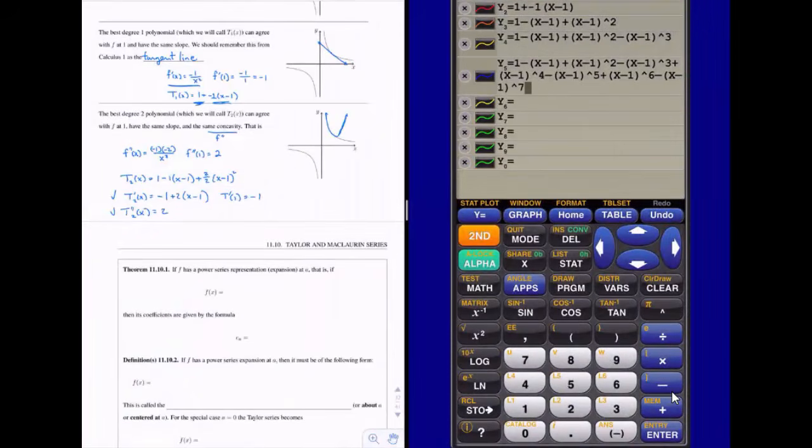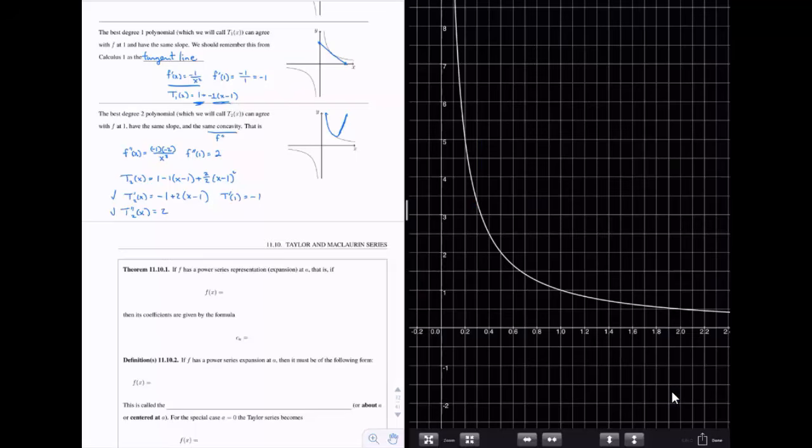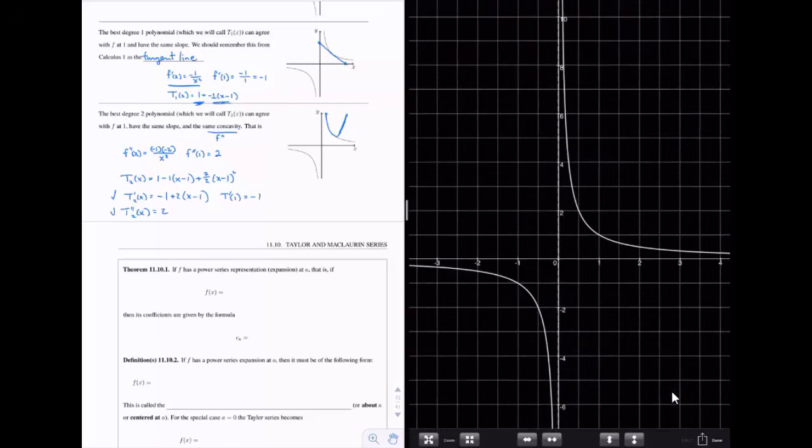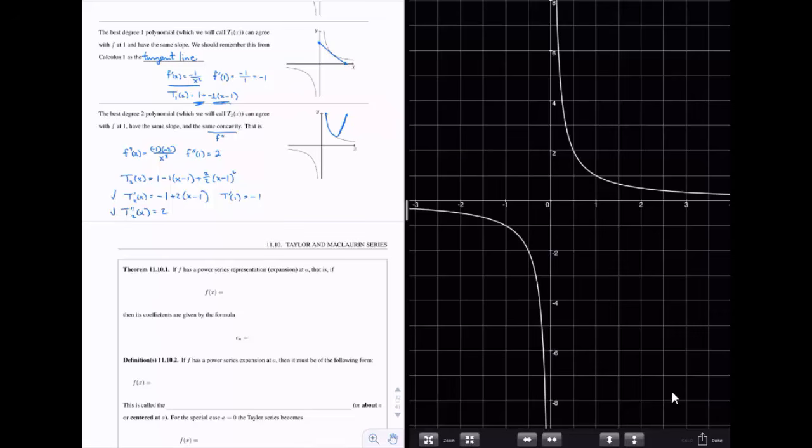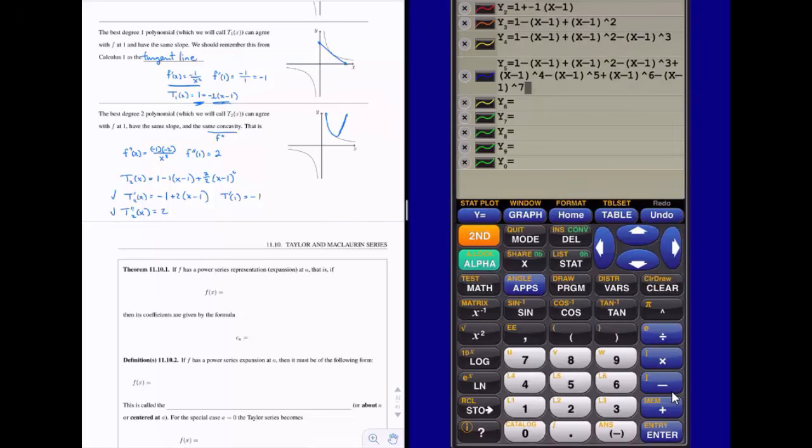And in fact, why don't we do it right now with our graph here? We can see I've done a few steps. I have the tangent line, but I also have the quadratic and even a 7th degree polynomial here. So right now I'm just looking at 1 over x. That's all I have graphed here. And let's go ahead and graph the linear and the quadratic.